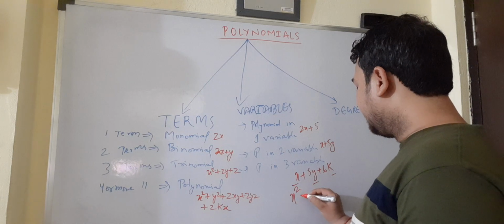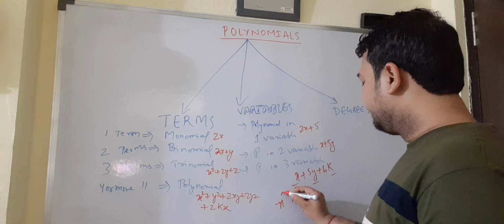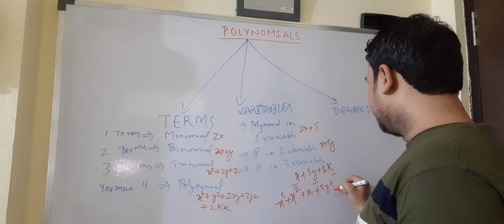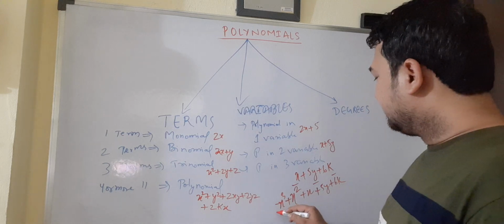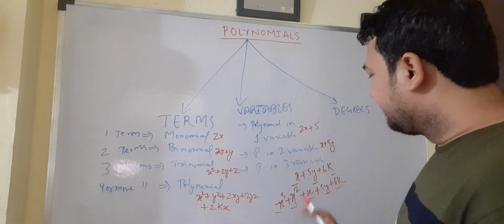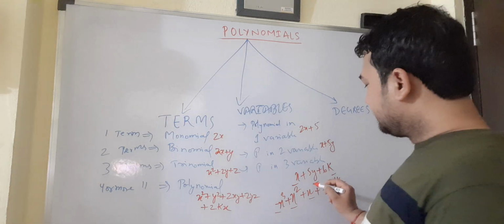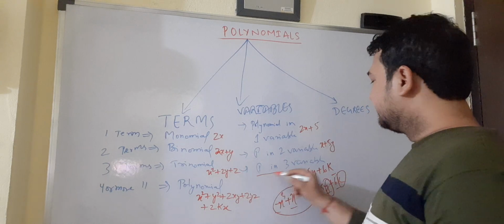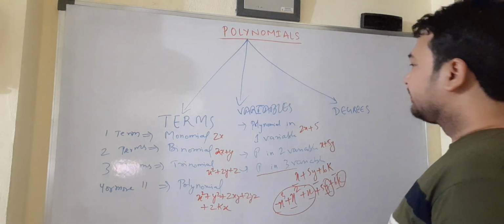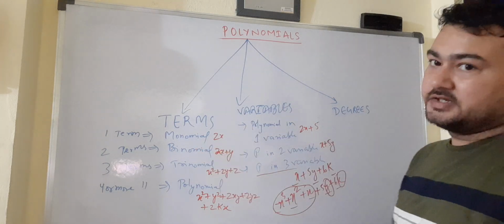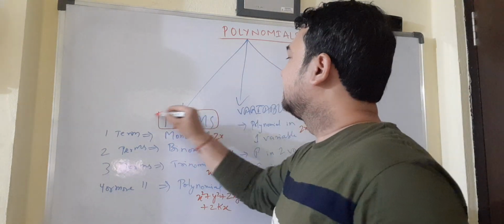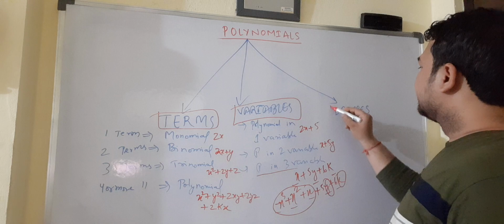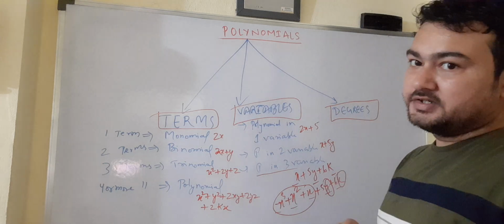You can also write x cube plus x square plus x plus 5y plus 6k. Here terms are 1, 2, 3, 4, 5. Terms are 5, no doubt. But the variables used are x, one is y, and one is k. 3 variables. So this will be polynomial in 3 variables. This is all about the classification of polynomial on the basis of terms, then on the basis of variables. Next is classification of polynomials on the basis of degrees.